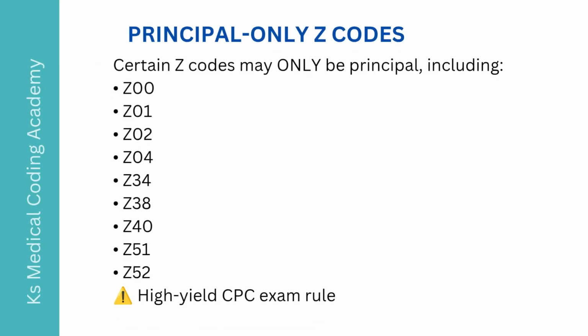Principal-only Z codes. Some Z codes may only be used as the principal diagnosis. Examples include codes for general examinations, administrative examinations, pregnancy supervision, and certain treatment encounters. This rule is a high-yield CPC exam concept.